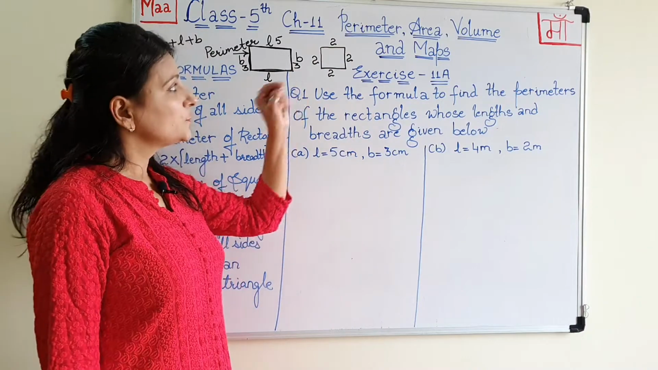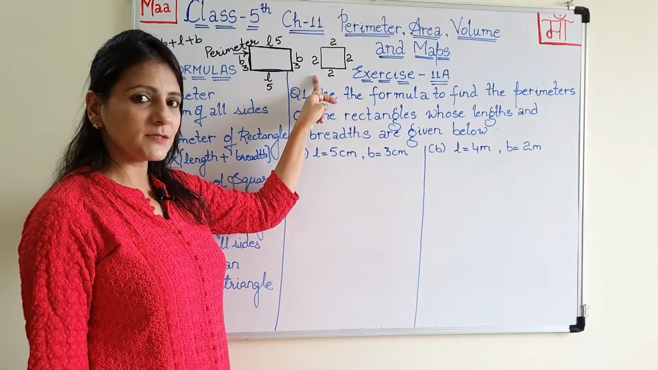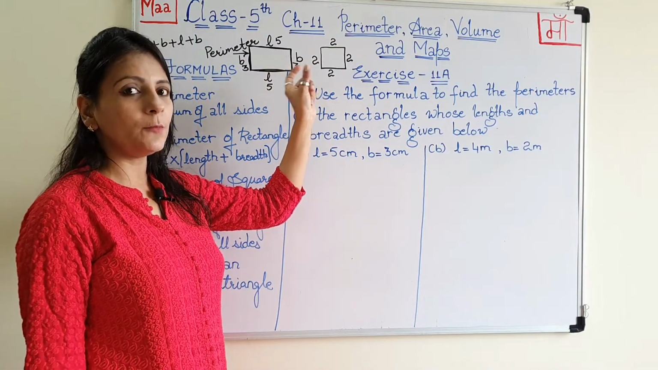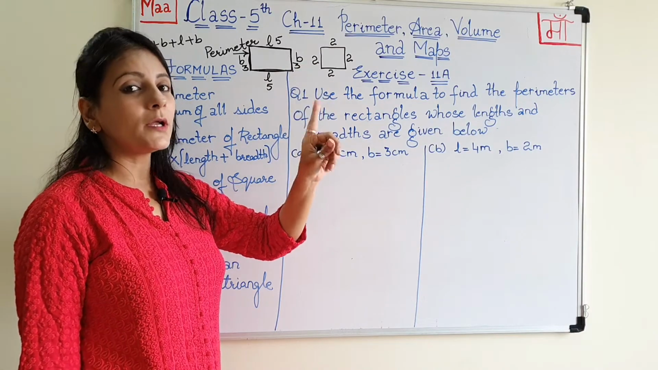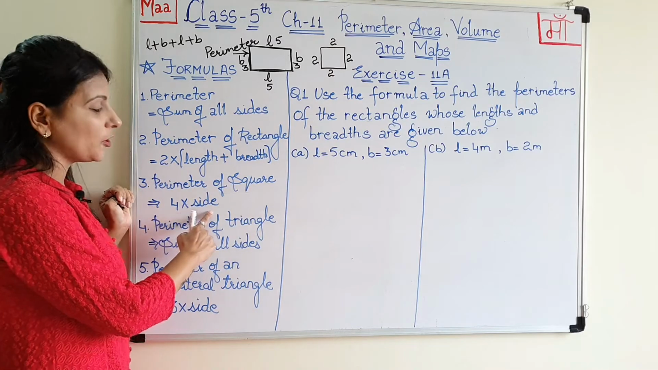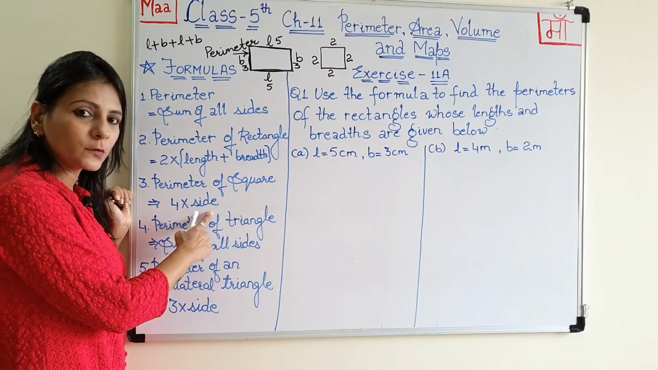Okay students, the formula in the case of perimeter of square will be, since there are 4 sides, 4 into side. So this will be the formula of perimeter of square.